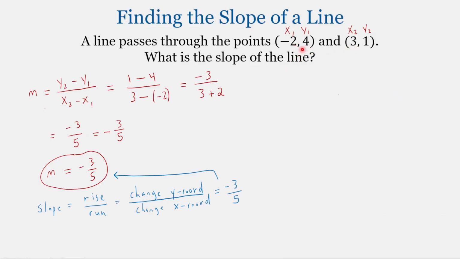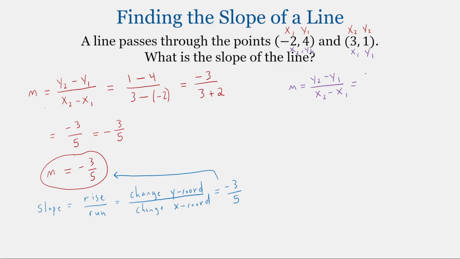It does not matter if you said (-2, 4) was point 1 and (3, 1) was point 2. We could flip this. So let's say that (-2, 4) is now our second point, so this is x sub 2, y sub 2. And then (3, 1) is x sub 1, y sub 1. When we plug this back into our equation, we have y sub 2 minus y sub 1, that change in the y value, all over the change in the x value.